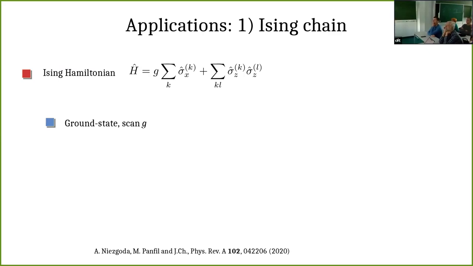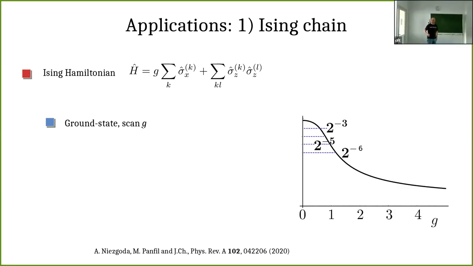You calculate the ground state for a small number of spins because you have the dimensionality curse, and then you calculate this correlator E6, and you plot it as a function of g. This is our E6.